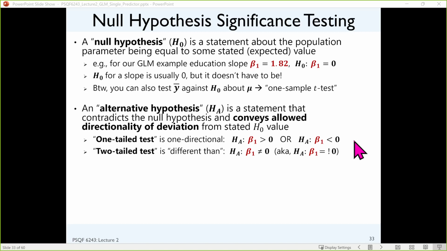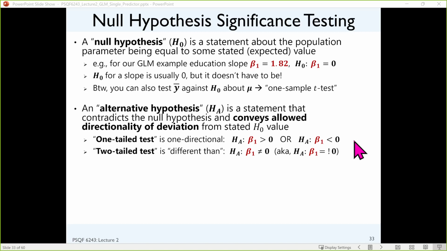So if I say, okay, I'm going to test the slope being 0, if I get a positive slope, am I going to allow that to be different than 0? And am I going to allow a negative slope to be different than 0, or am I only going to let it be one way? And I will tell you that in this class, my personal philosophy is that one-tailed tests are bullshit voodoo, and we're not going to do them. They're cheating. And that is a strong position, but I'm going to say it.